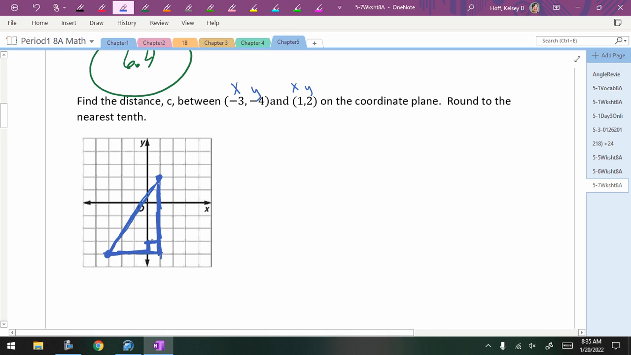Okay. What's the next thing I should do now? Courtney? Very good. Everybody silently on your own, count these boxes to figure out B and A. On your own, count the boxes and see what you have there for side lengths.